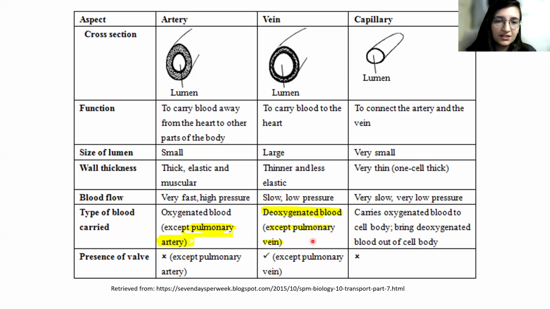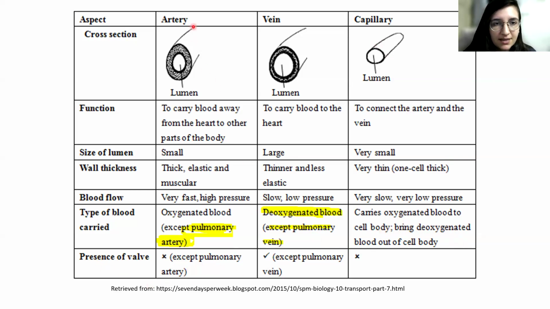blood back from the lungs. So because it's coming from the lungs, it has oxygen. So it's oxygenated blood in the pulmonary vein. For the rest of the veins, it's deoxygenated blood. And capillaries carry both oxygenated blood and deoxygenated blood because they connect the two, the arteries and the veins.